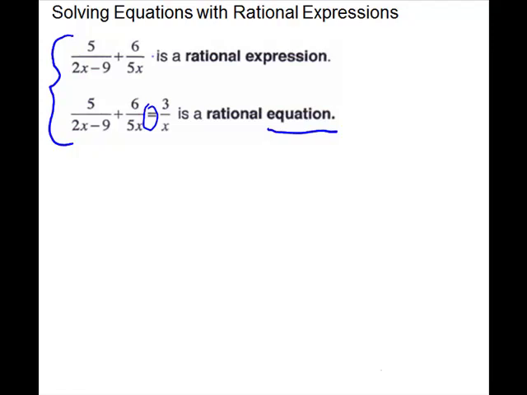The other one is just an expression, so it is adding fractions. You have to get the common denominator. So a different kind of problem, so watch for your equals.